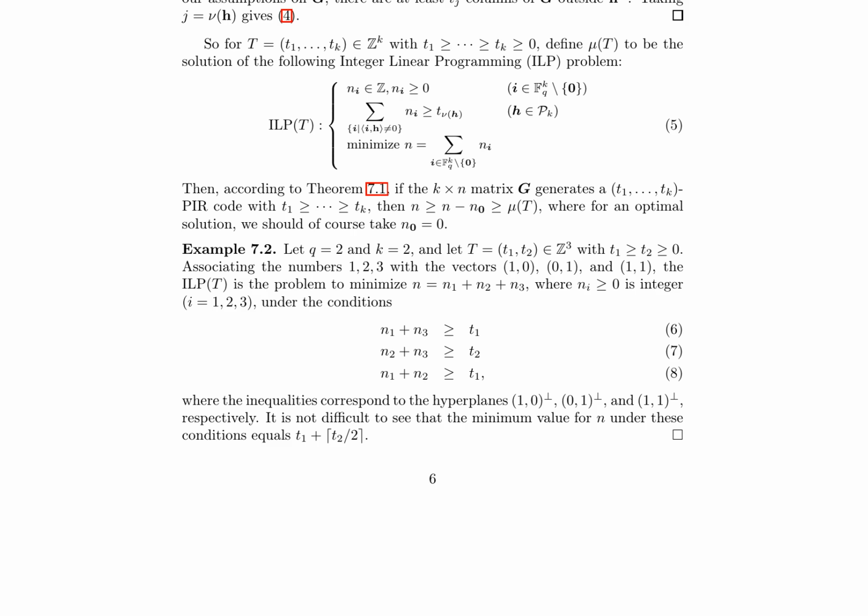They associate the numbers 1, 2, and 3 with the vectors (1,0), (0,1), and (1,1), respectively. The ILP(T) problem then becomes a minimization problem for n equals n1 plus n2 plus n3, subject to three constraints. n1 plus n3 is greater than or equal to T1. n2 plus n3 is greater than or equal to T2, and n1 plus n2 is greater than or equal to T1. The minimum value for n under these conditions is (T1 plus T2) over 2.